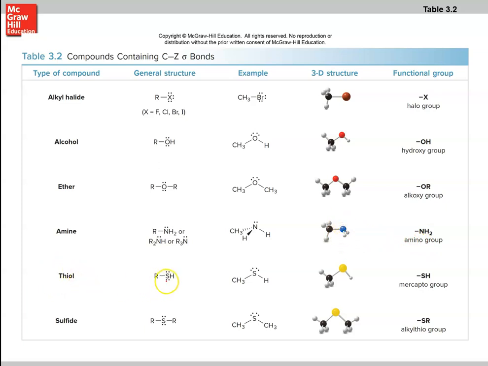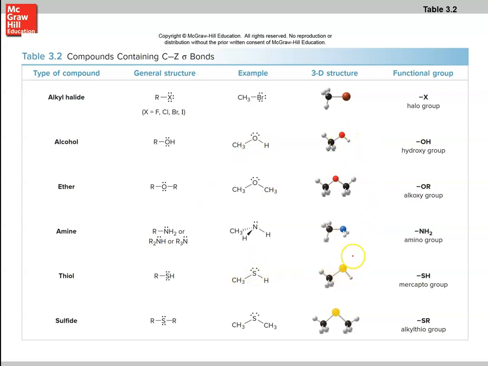Thiols are where we add sulfur, so this carbon group. And this is an analogous structure to oxygen. You'll see it has the lone pairs, it has the hydrogen on the end of it. It's got a similar structure in terms of the bent shape because the lone pairs are on the top.